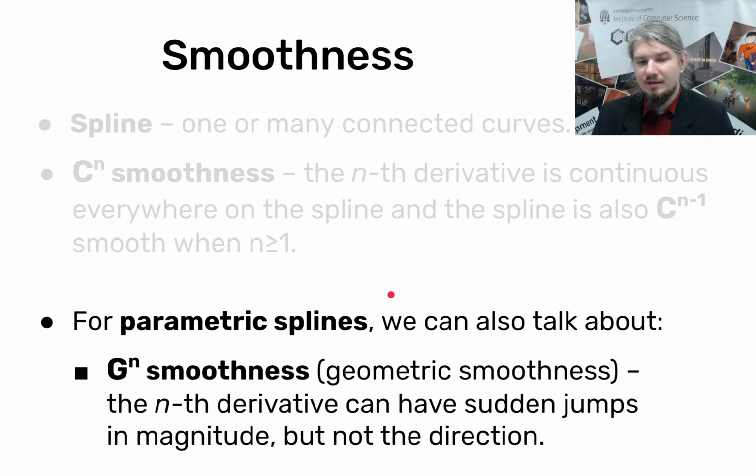Later on we will see some parametric splines, and there we can also talk about this G smoothness, so this geometric smoothness, which says that the derivative can have sudden jumps in the magnitude, but not the direction. And we will see a few examples of that later on.